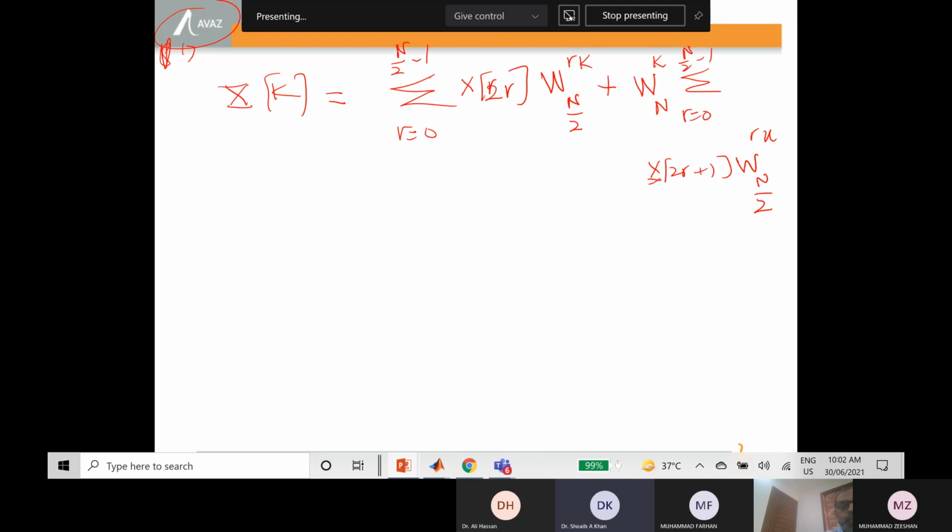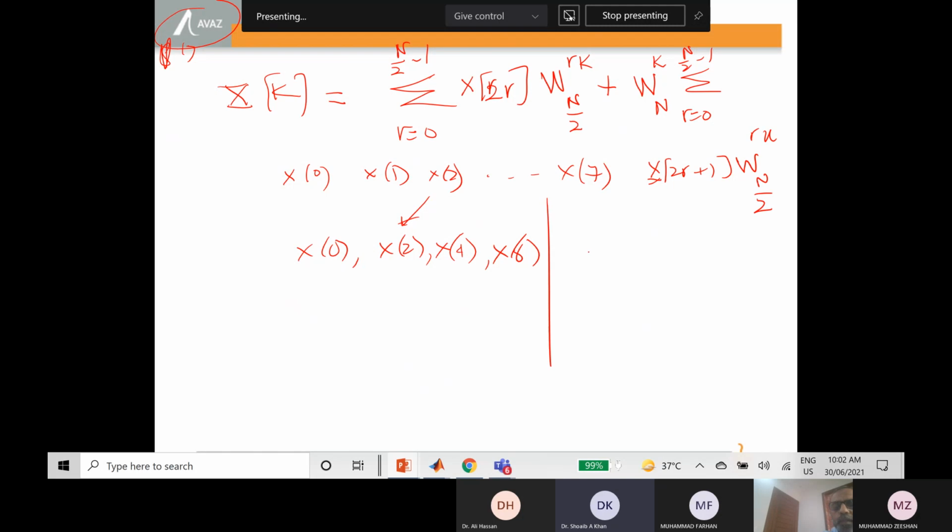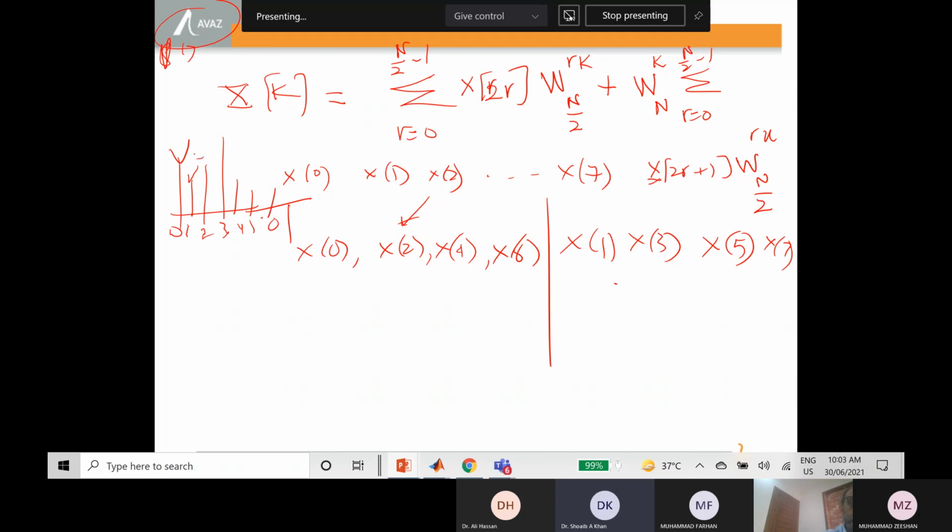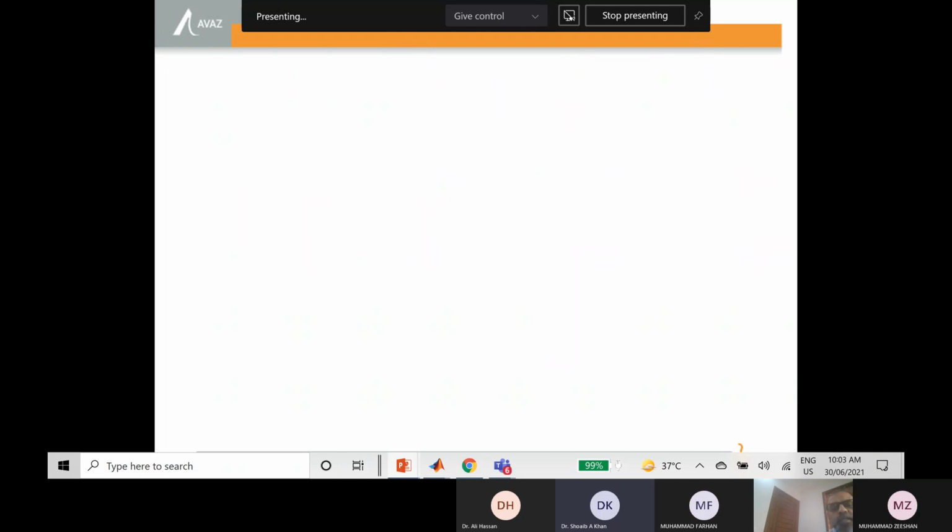If let's say I have these 8 points FFT x0, x1, x2 up to x7, the simple thing he did was he said give x0, x2, x4, x6 to this one and x1, x3, x5 and x7 to this one. Let's say my signal was 0, 1, 2, 3, 4, 5, 6, 7, then the first sample goes here, the second sample there, the third sample here, the fourth sample there. This way we split the samples.